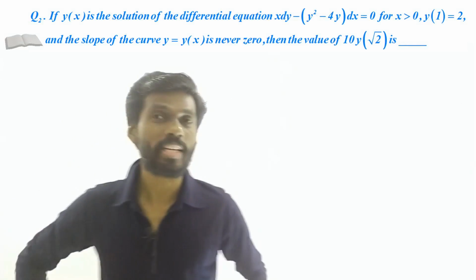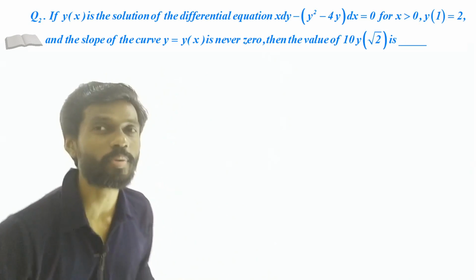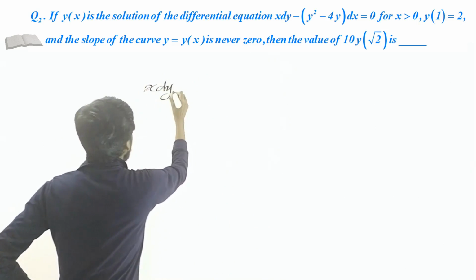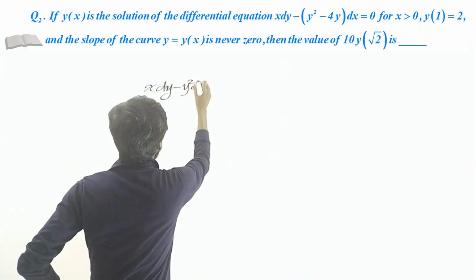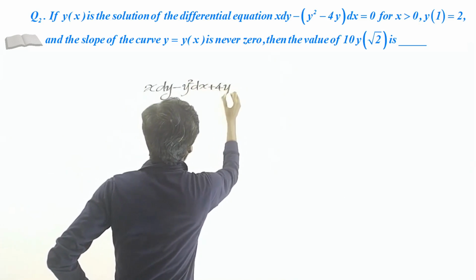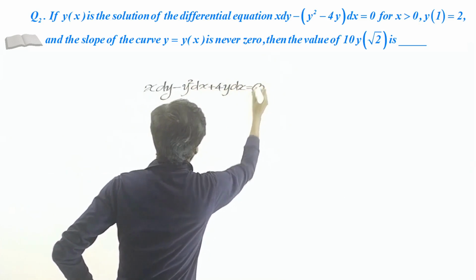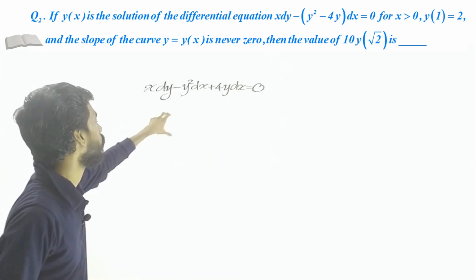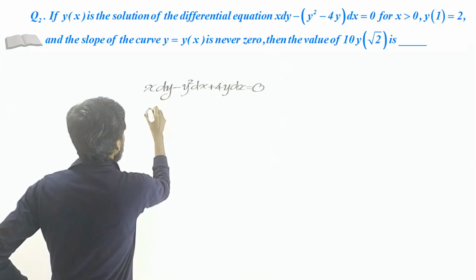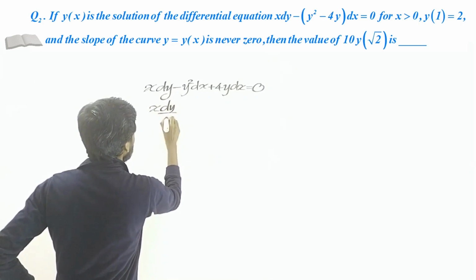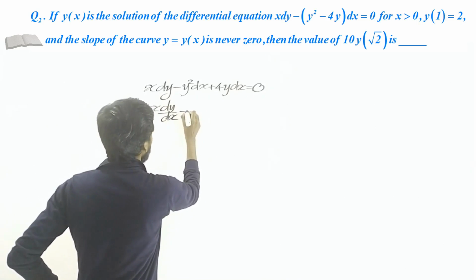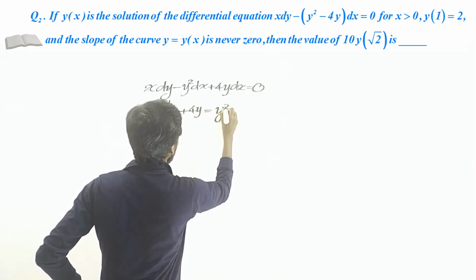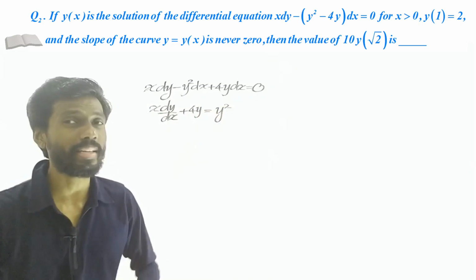So this is a question on differential equation, right? Let us solve the differential equation here. The equation given is x dy minus y square dx plus 4y dx equals 0. So this is the differential equation. What type of differential equation is this? Let's simplify this. So we get x dy by dx plus 4y equal to y square. So this looks like a linear differential equation.